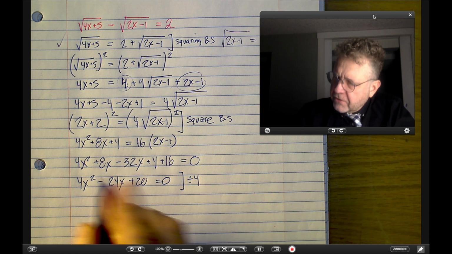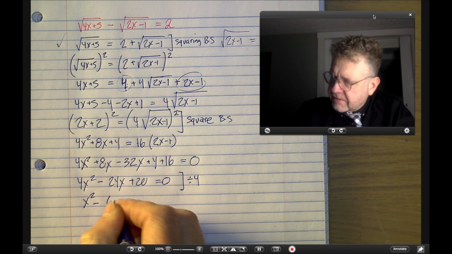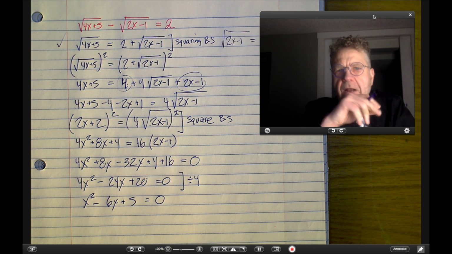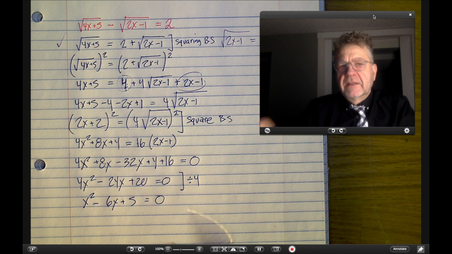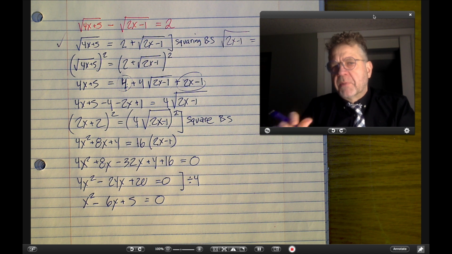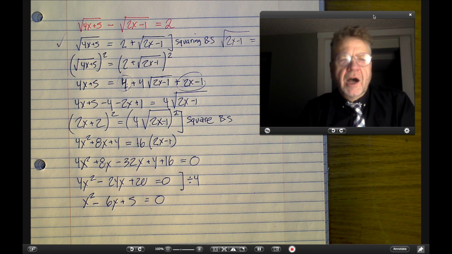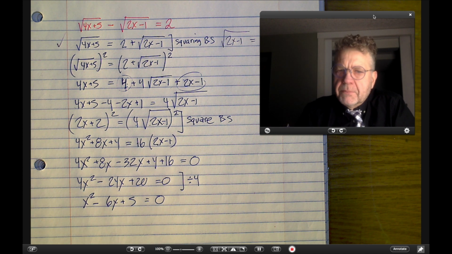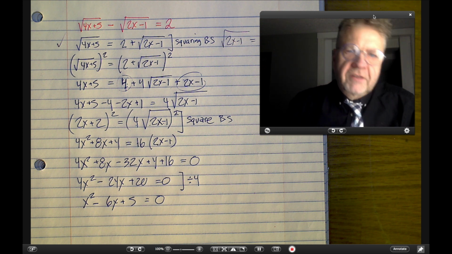Because dividing by 4 is going to give me x squared minus 6x plus 5 equals 0. Remember, if I've got an equation, and I do, and I divide the left and the right sides both by the same quantity, the same factor, the same constant, I'm going to change how it looks, but I'm not going to change the value. So it's a great little trick to learn how to simplify stuff.